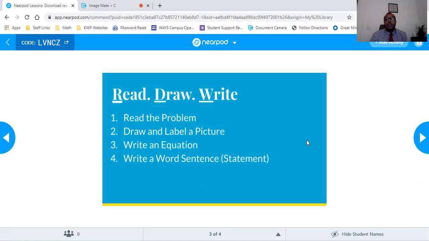So let's go through this. I'm going to be doing some modeling with some interactive questioning as we go through this word problem. This is also a way that you can present word problems in the classroom with your students. So let's go through it.